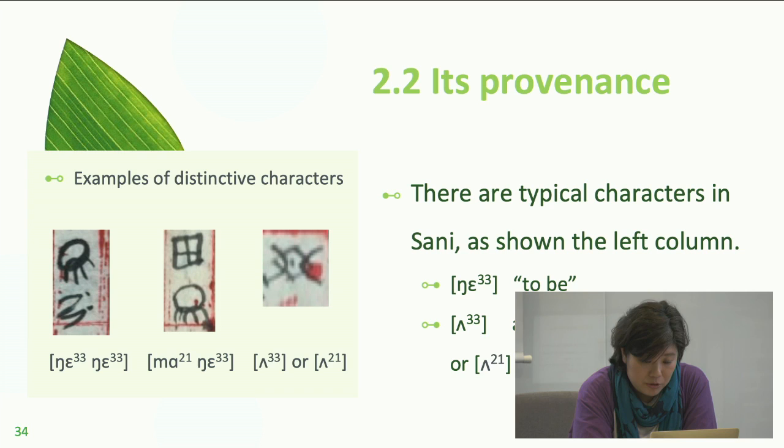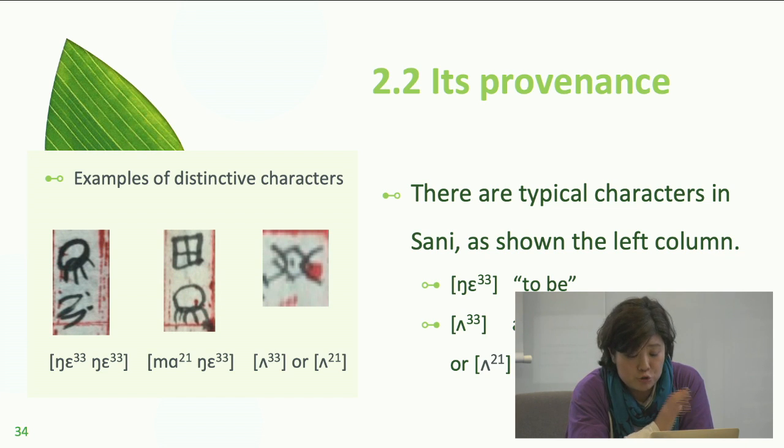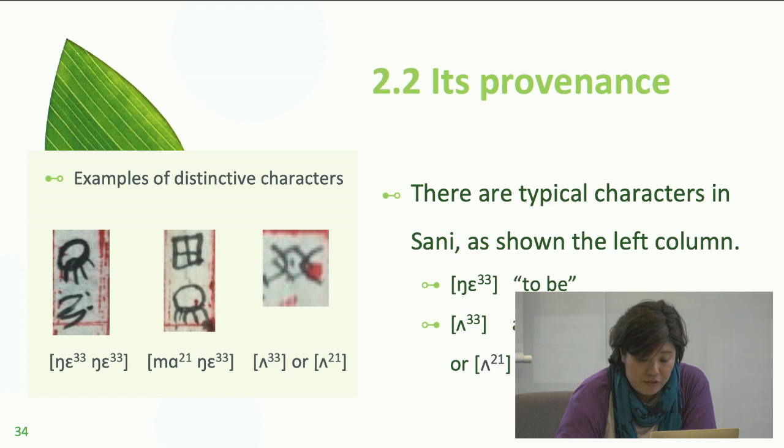Here are some examples. The left one, nganga, is a common form of a polar question in Sani. The middle one, manga, is a common negative form. Especially the character nga is very typical in Sani. It has not been found in other areas, as far as I know. The right example, a or a, is a common prefix of nouns or negative particle used among children. This is also very typical in this dialect and never found in other dialects.